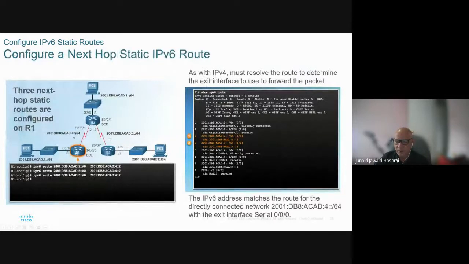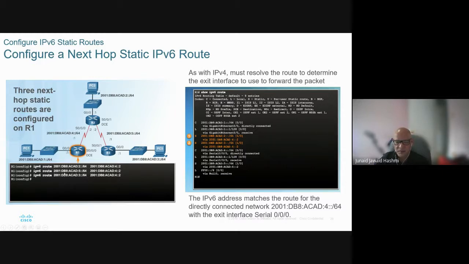So here you have R1, same topology. Instead of using IP version 4, it's using IP version 6, and it's the same concept. So the command is, you have to specify v6. So ipv6 route, the network ID 2001:DB8:2:64, which is this one, which is not directly connected. So that's the network, and the IPv6 address of the next hop, R2, ends in 4.2.